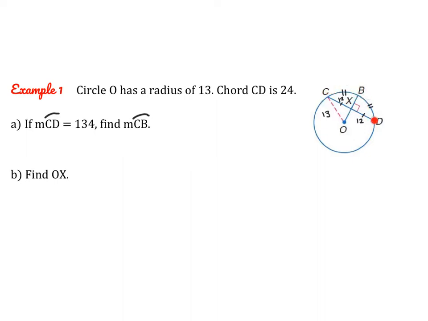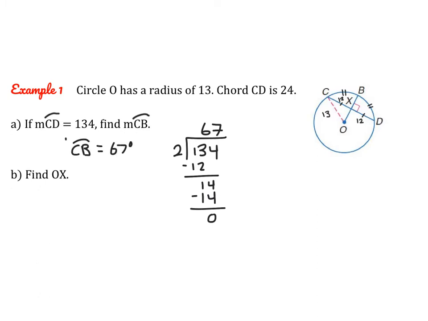Well, I know if the total is 134, then this arc CB is just going to be half of that. So I'm just going to do 134 divided by 2 and see how many times it goes in. So let's do a little bit of long division. And we get 67. So arc CB is 67 degrees. And that's only because we know that it has been bisected or cut in half by radius OB. The last thing they would like us to find is OX. So that's this segment right here.